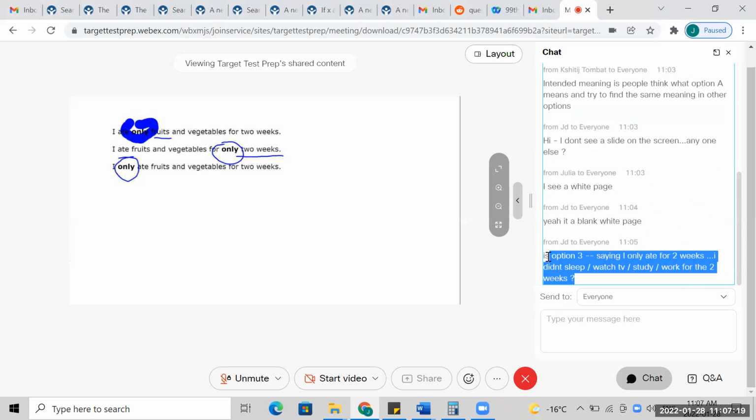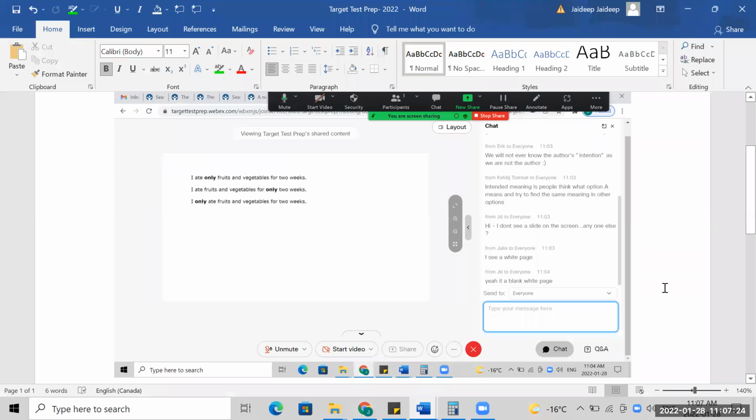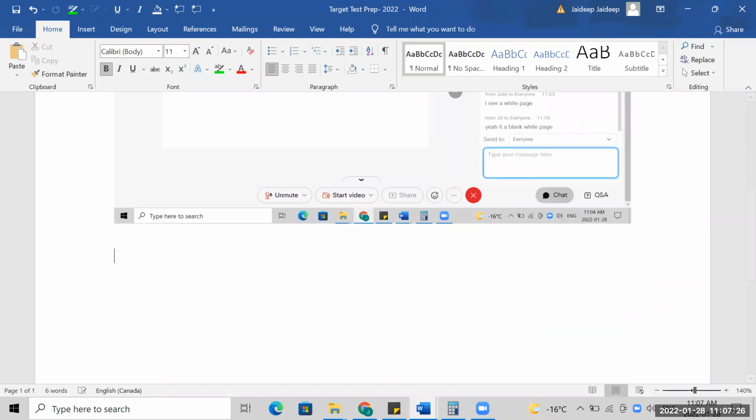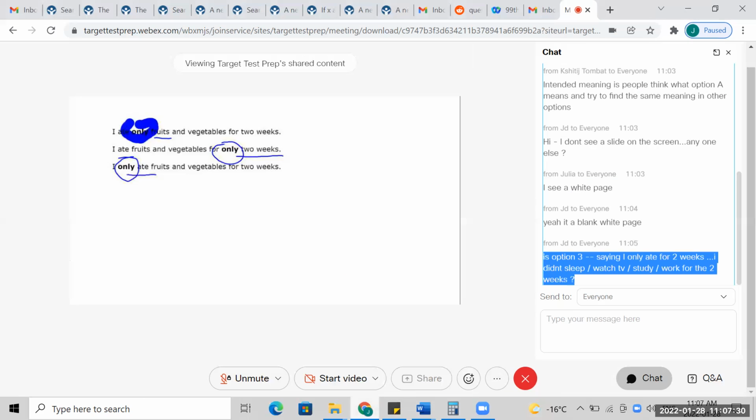Oh, well, we could also. It also means I only ate fruits and vegetables. I didn't throw fruits and vegetables out the window for 2 weeks, right? I only ate fruits and vegetables. I didn't smash them. I didn't give them to my neighbors. I only ate them.